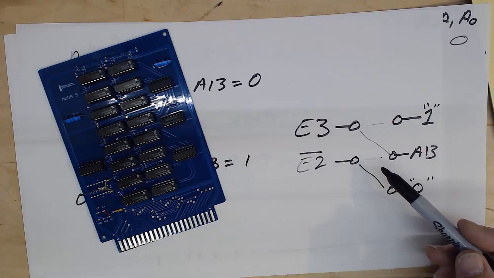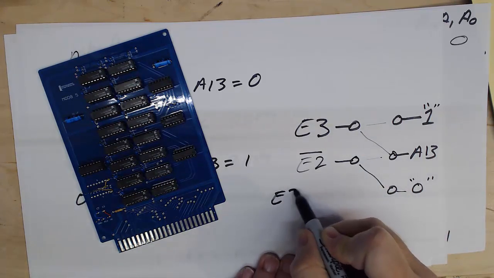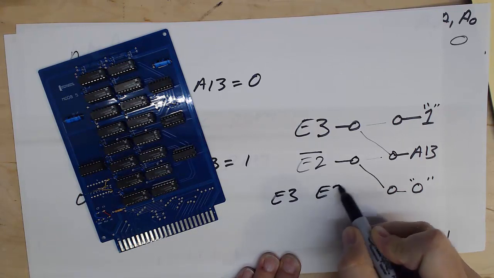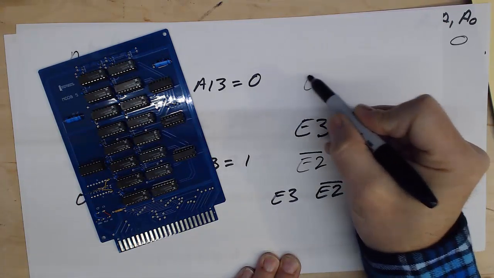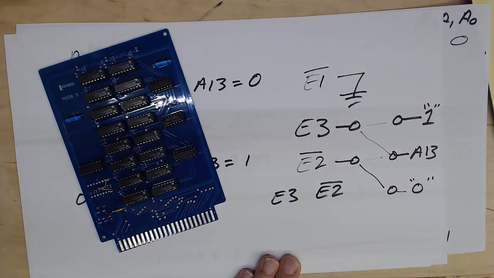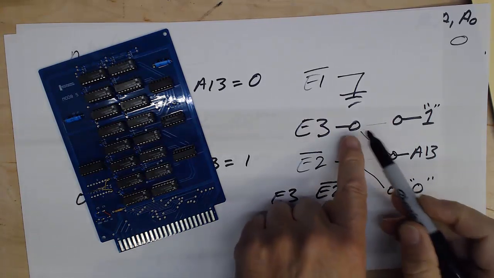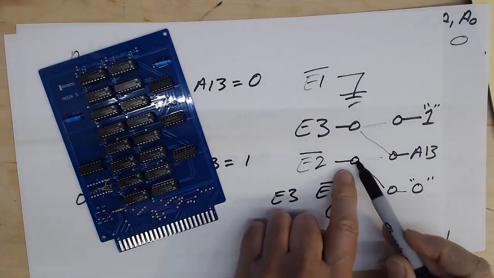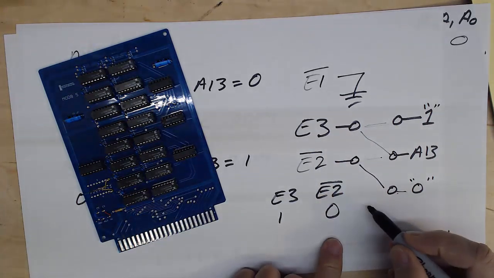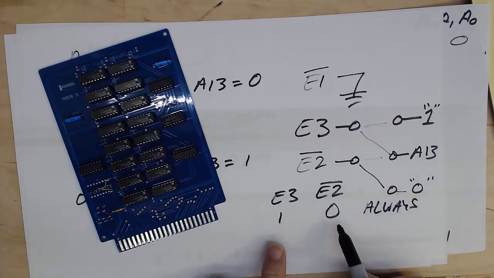We do have some unallowed addresses. For example, these are our unallowed addresses. We have E2. Oh, and by the way, E1, they have just taken to ground. So E1 is always enabled, so we don't have to worry about that. But if we have E3 and E2 equal to 1, 0, so if we wired E3 across and E2 down to 0, the board would always be on. So it would always be enabled if we did that.